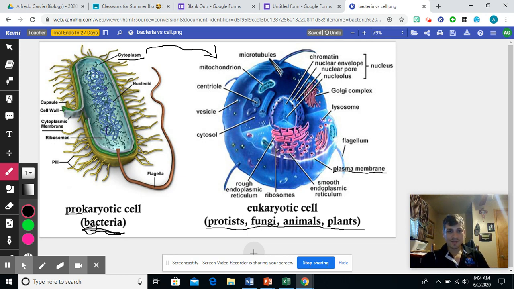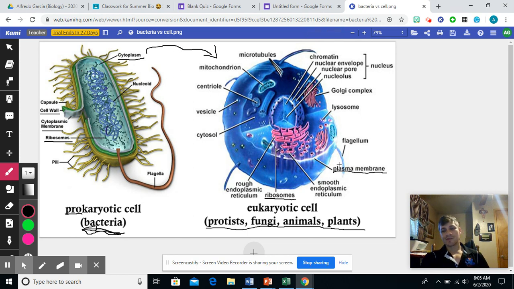The other thing that you're going to find in both of them are ribosomes. So these are these little dots that you kind of see sprinkled around both of these cells. What these things do is that they make proteins. So other than that, those are like the main things that they're going to have in common. So, cell walls, some kind of membrane, and ribosomes, as well as cytoplasm.